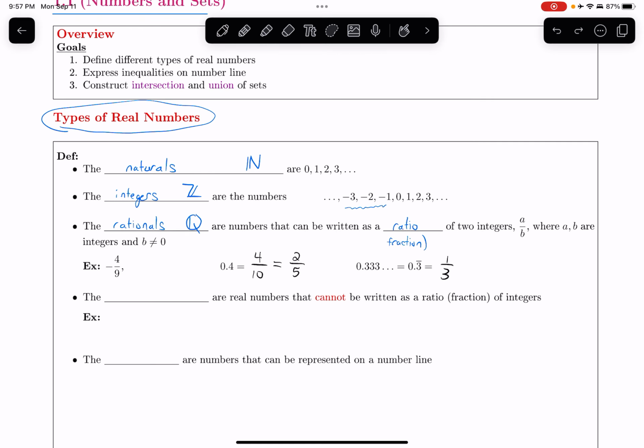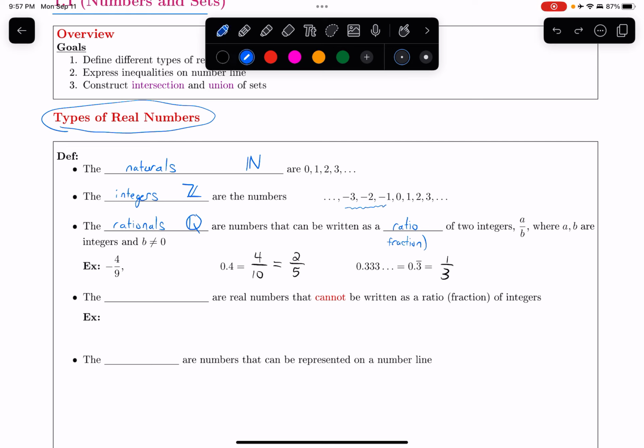And then on the flip side, we have what are called irrationals. So irrationals are real numbers that are not rational, meaning they cannot be written as a ratio of integers. Okay, so let's give some examples of these. Okay, so a common example is something like square root of 2. Square root of 2 is irrational.